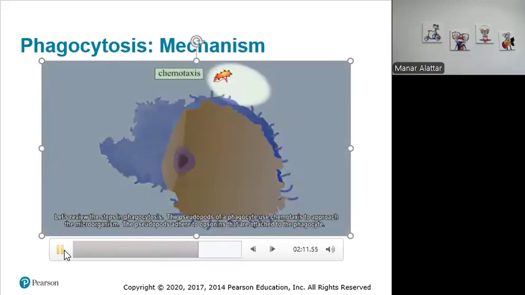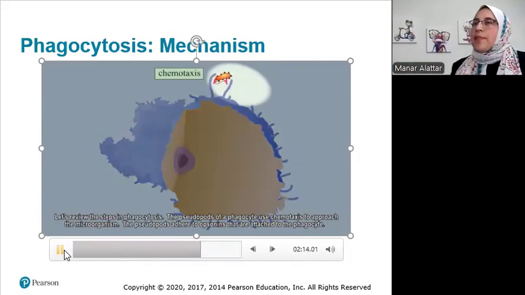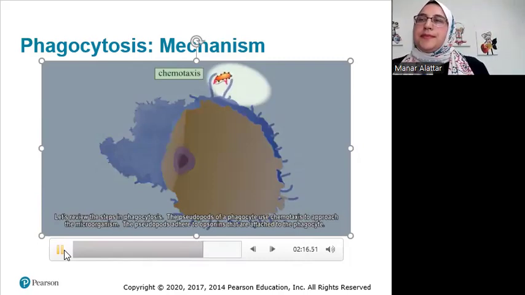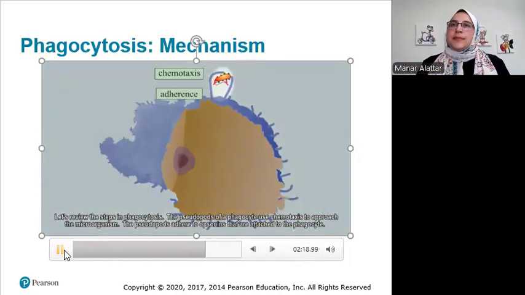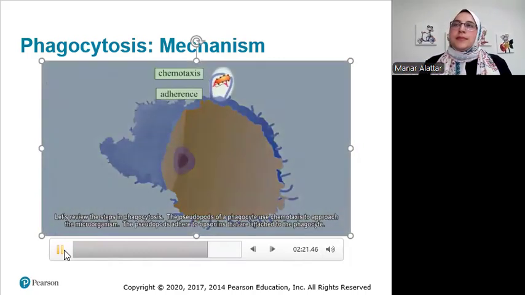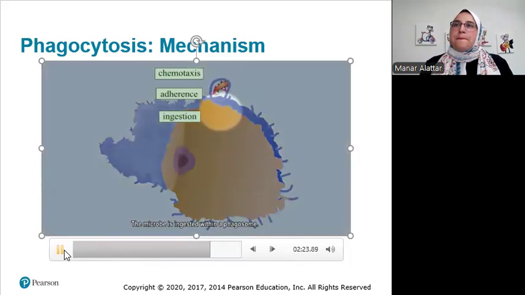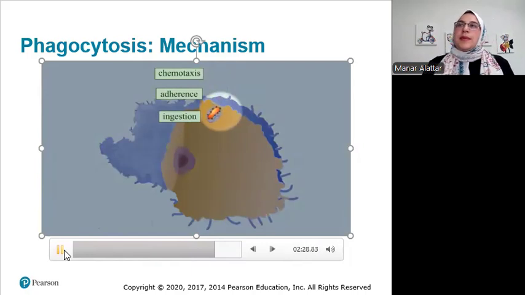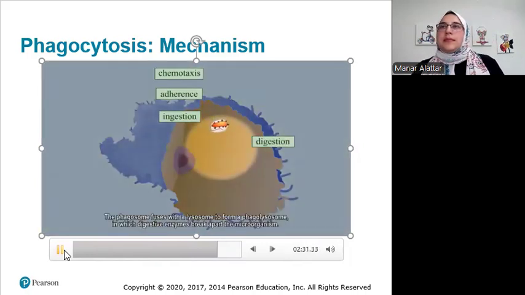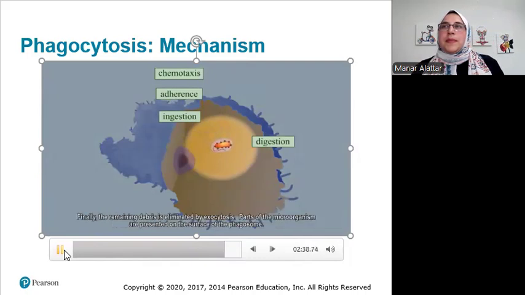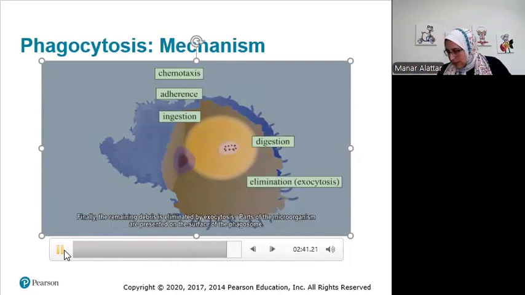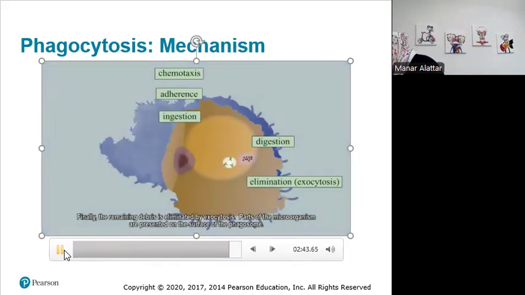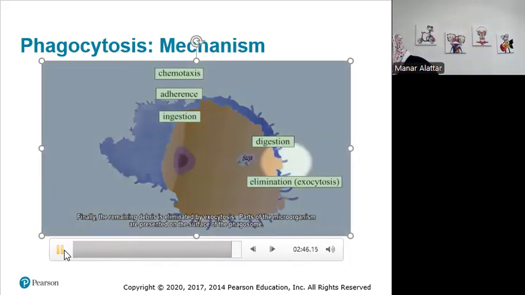Let's review the steps in phagocytosis. The pseudopods of a phagocyte use chemotaxis to approach the microorganism. The pseudopods adhere to opsonins that are attached to the microorganism. The microbe is ingested within a phagosome. The phagosome fuses with a lysosome to form a phagolysosome, in which digestive enzymes break apart the microorganism. Finally, the remaining debris is eliminated by exocytosis. Parts of the microorganism are presented on the surface of the phagosome.